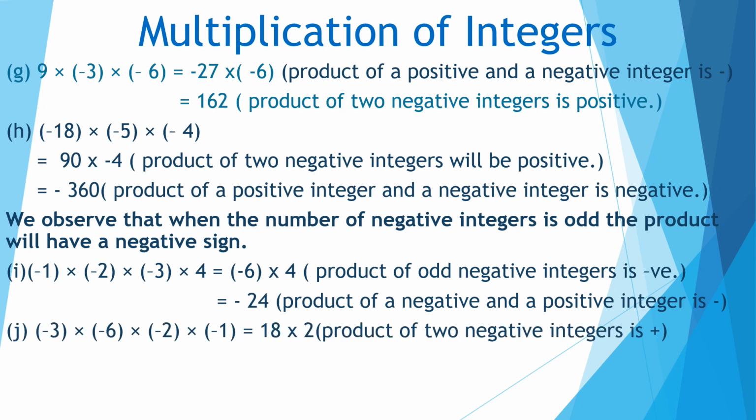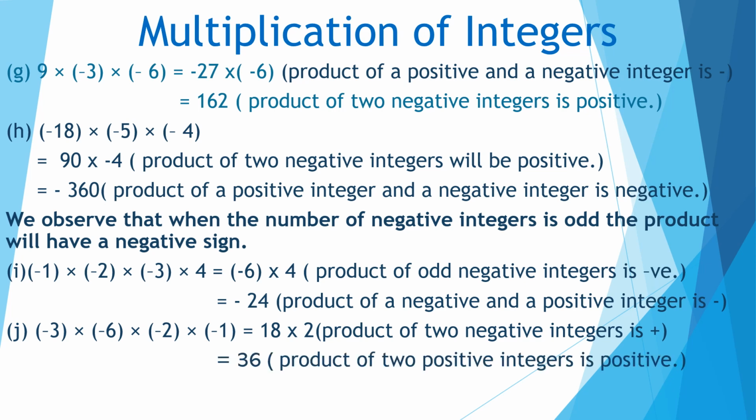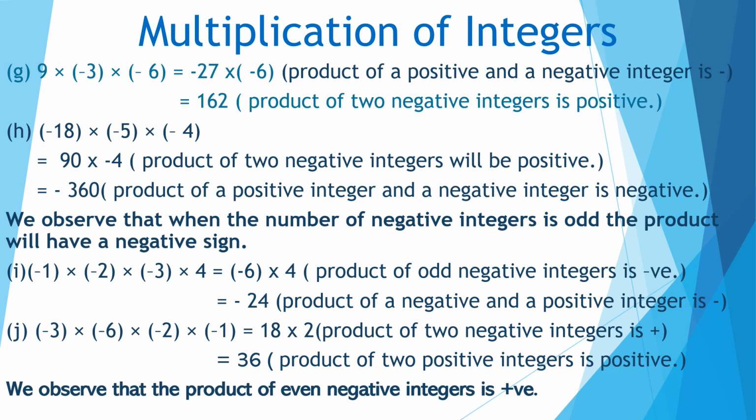Minus 3 into minus 6 into minus 2 into minus 1. We first multiply minus 3 into minus 6. Two negative integers multiplied will give a positive product, plus 18. Minus 2 into minus 1 will give a product positive 2. Now we have two positive integers, so on multiplication we get plus 36. We observe that the product of even negative integers is positive.